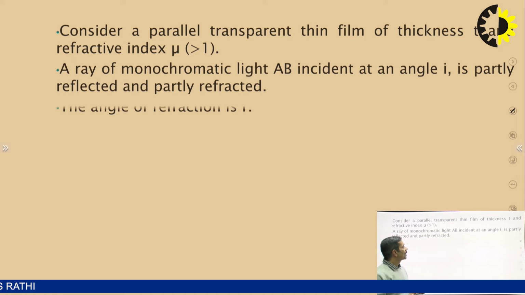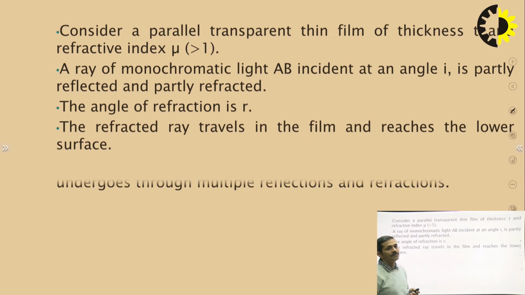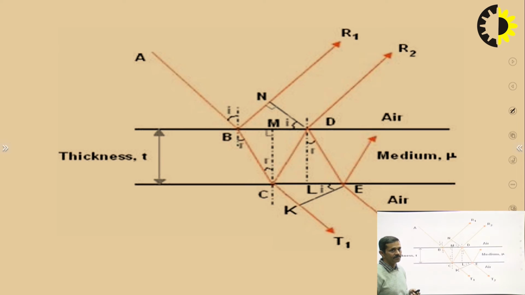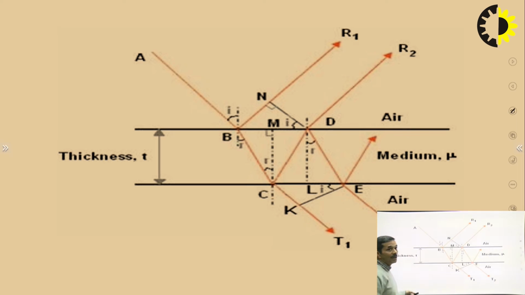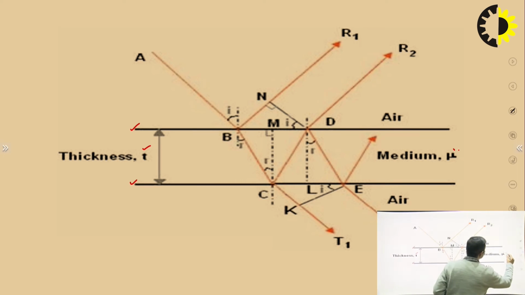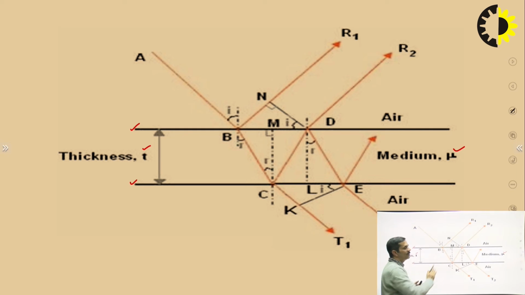First I will discuss interference in thin films due to reflected light. These are the parameters which we have considered. You can see this is a uniform thickness thin film. These two black parallel lines show the thin film here. Suppose the thickness of the thin film is t and the refractive index of this material is mu.